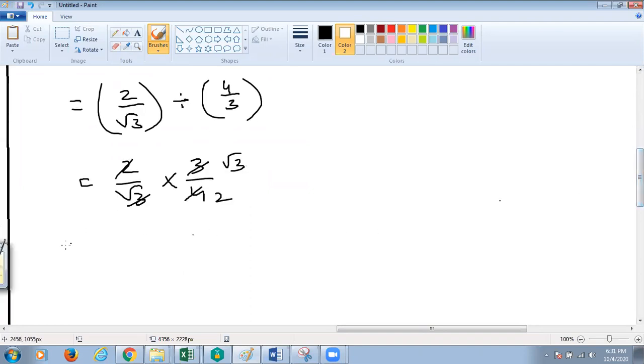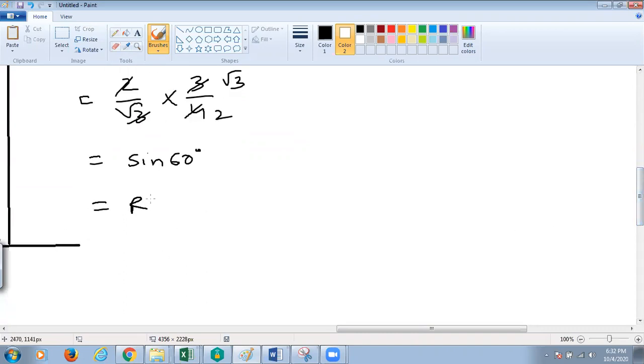And now children, we know that this is equal to sin 60. What is sin 60, children? Root 3 upon 2, isn't it? That is equal to RHS, hence proved. Isn't it simple?